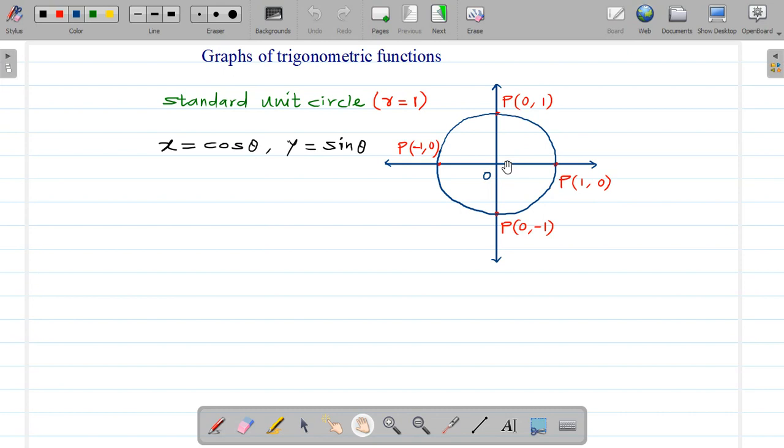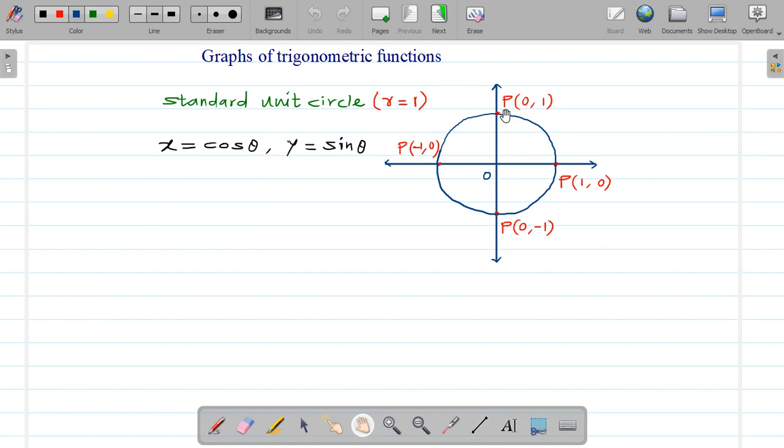Similarly here, if you measure the angle from positive x-axis, then for this position of point P the angle will be 90 degree, and this is the value of cos 90 degree, that is 0, and this is the value of sine 90 degree, that is 1, and so on like this. Means we have to measure the angle from positive x-axis always. Then we get x is equal to cos theta and y is equal to sine theta with respect to the corresponding angle for that particular point P.